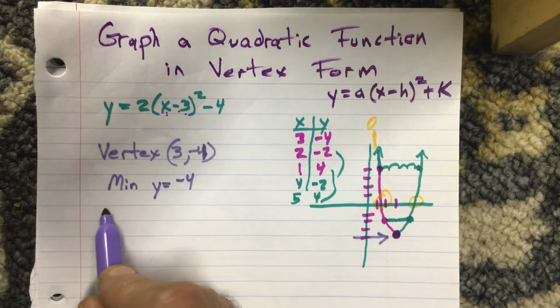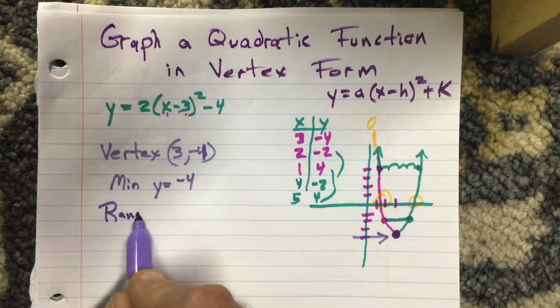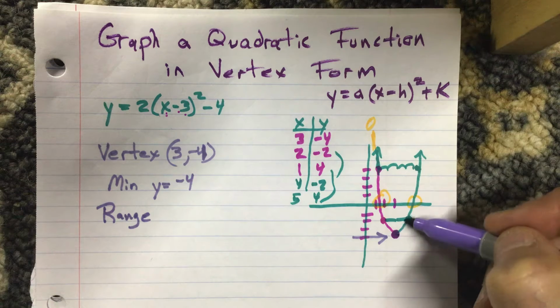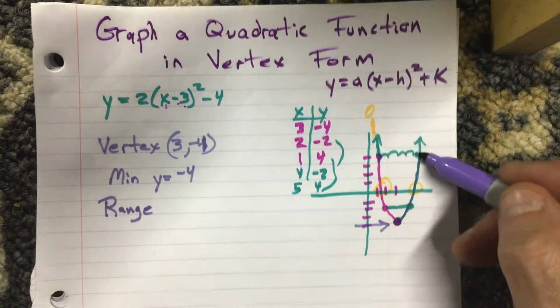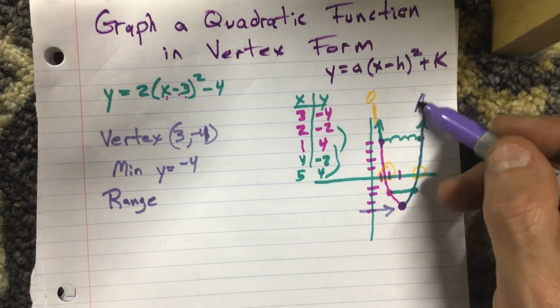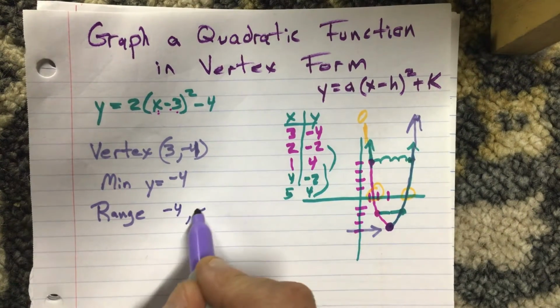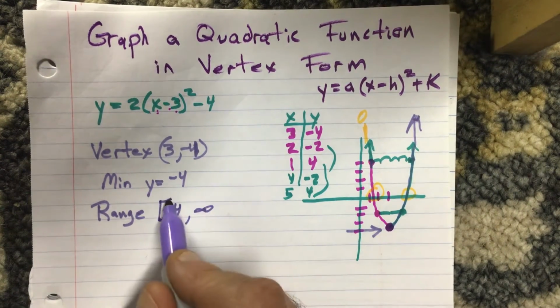I guess I'll do that now while I'm talking about it. The range of my answers is going to start at negative 4, and it's going to continue all the answers all the way up into infinity. So it's just going to keep going and going. So I would say negative 4 to infinity, including negative 4.